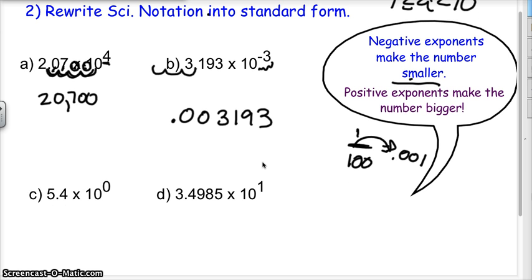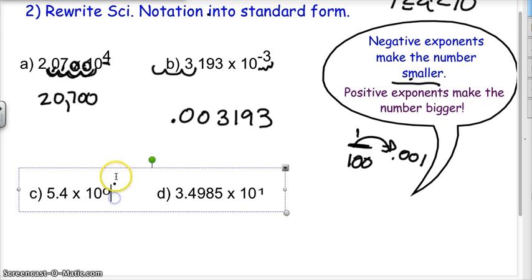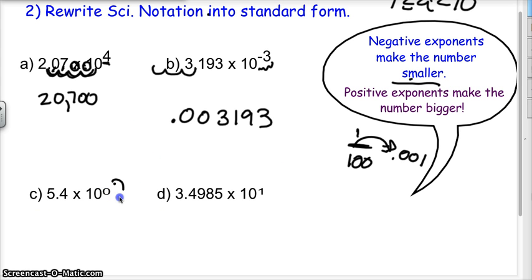Anything to the 0 power is 1. So 5.4 times 10 to the 0 should just be 1. So anything to the 0 power is 1. So that means that this becomes a 1. So it's essentially 5.4 times 1, which is 5.4. Or if you think about it, we're not moving the decimal place any positions.